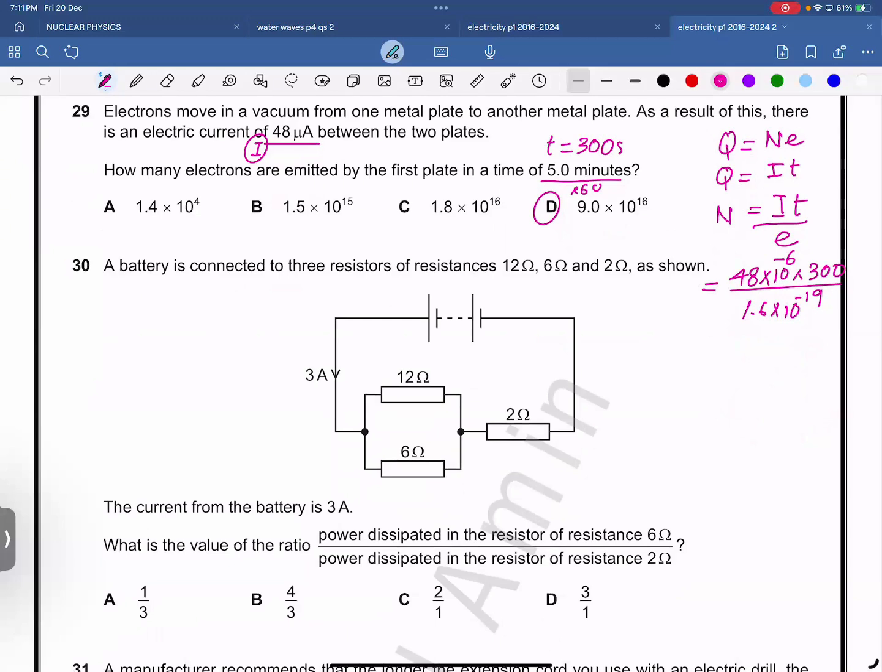Question number 30, my dear. A battery is connected to three resistors, 12, 6, 2. Current in battery is 3. What is the power dissipated in the resistors of 6 to 2? Actually, power dissipated depends upon either VI, I square R, or V square over R. Yeah. Now, resistance we have. So you need a relationship with either you need I square R or you need V square over R. Both are correct. So in either case, you need to find there. I will go for this one. I will go for why?